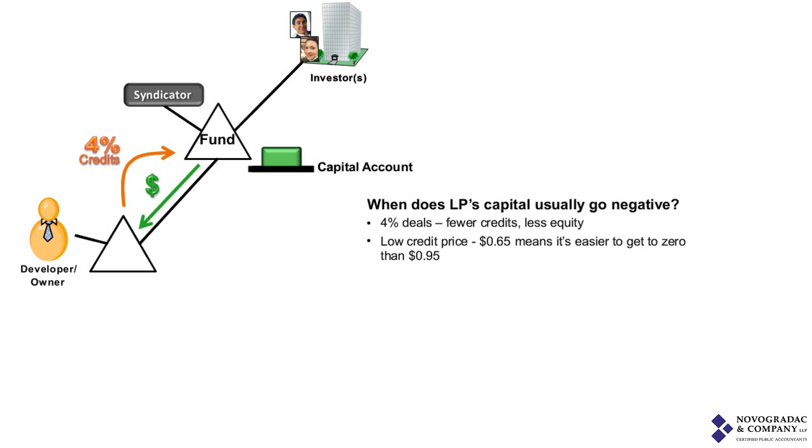All right, next, let's say I have a low credit price. If my investor is paying 95 cents, they're going to have a lot more equity in the deal as opposed to paying 65 cents. I think in recent years we've even seen some deals into the 50s in terms of credit pricing. If your credit pricing is that low, that usually means that your LP's capital account is starting that much lower. And if we're combining these, a 4% deal with really low pricing, then I'm really hurting in terms of starting point on my capital account.